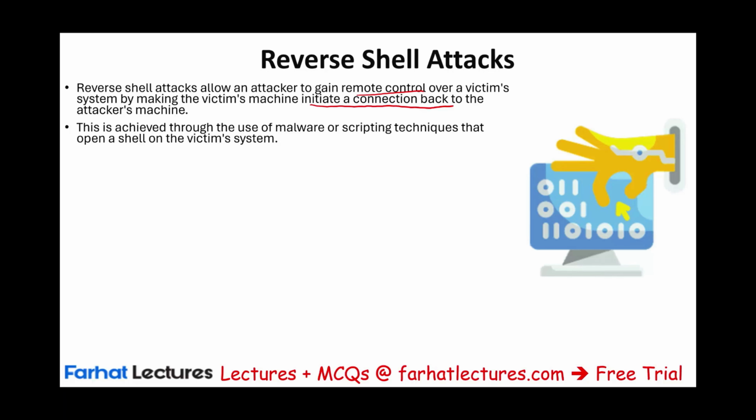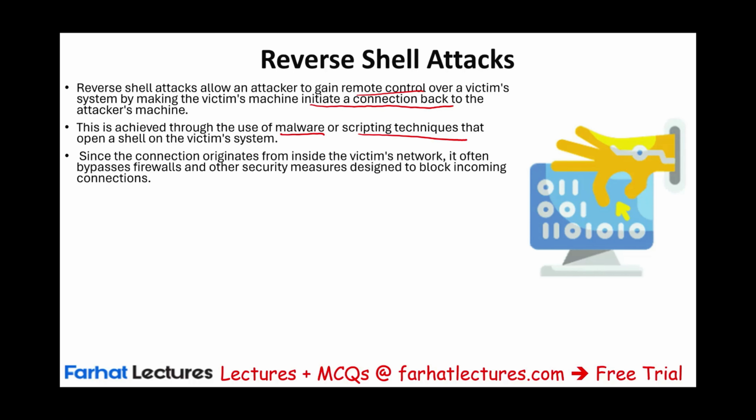This is achieved through the use of malware or scripting techniques that open a shell on the victim's system. Sometimes you don't even need that, just a simple phone call and people will click on the link. Since the connection originates from inside the victim's network, they're inside the network now, and it often bypasses the firewalls because you gave them access. They bypass other security systems. Basically, a criminal knocks on your door, you open the door for them, and they're inside your house. They bypass all security.